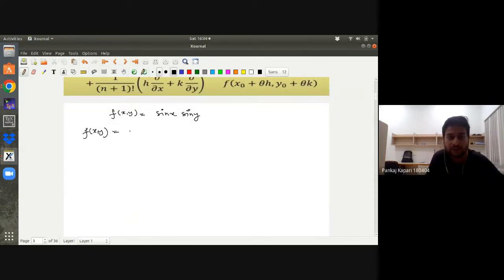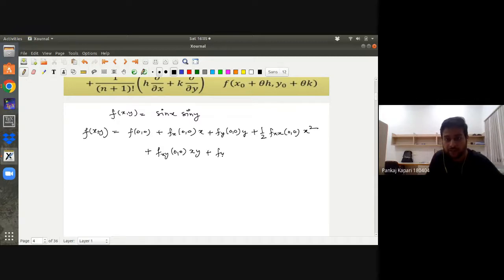So what we get is f(x, y) is f(0, 0) plus the partial derivative of f with respect to x at origin into x, plus the partial derivative with respect to y at origin into y, plus half of the second partial derivative with respect to x, again at origin, into x square, plus f_xy at origin into xy, plus f_yy, this two times partial derivative with respect to y again at origin into y square. So this is our approximation, and we will just ignore the rest of the terms.